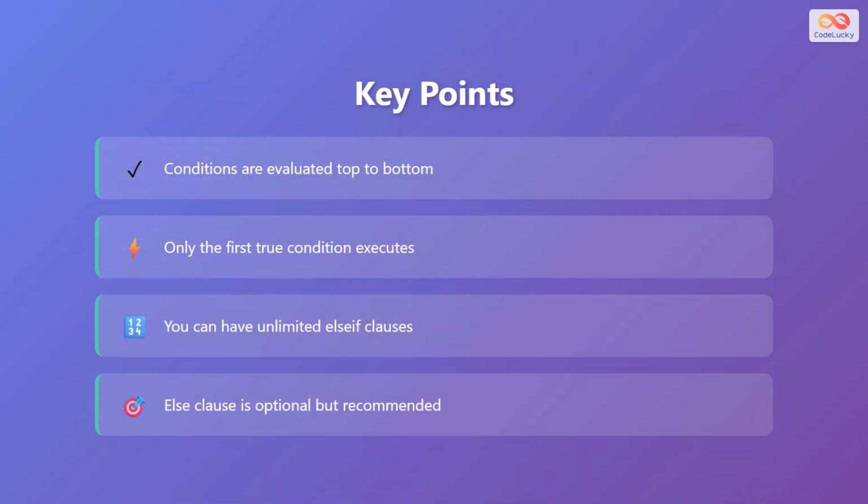Let's review the key points. First, conditions are always evaluated from top to bottom in the order you write them. Second, only the first true condition will execute, even if multiple conditions would be true. Third, you can use as many else-if clauses as your logic requires. There's no limit. And fourth, while the else clause is optional, it's good practice to include it as a safety net to handle unexpected values.